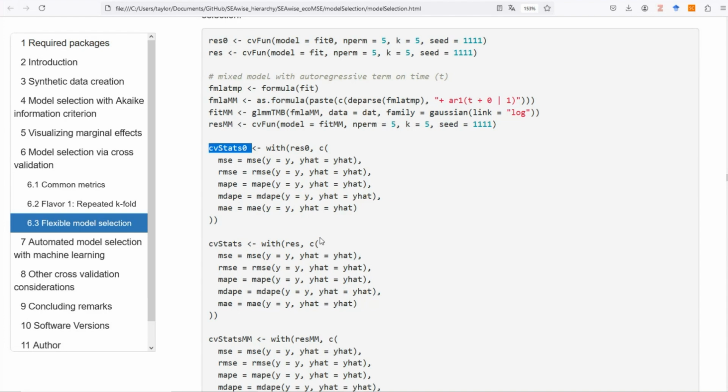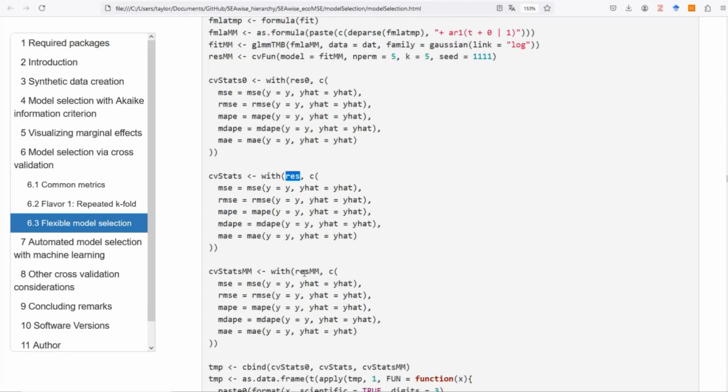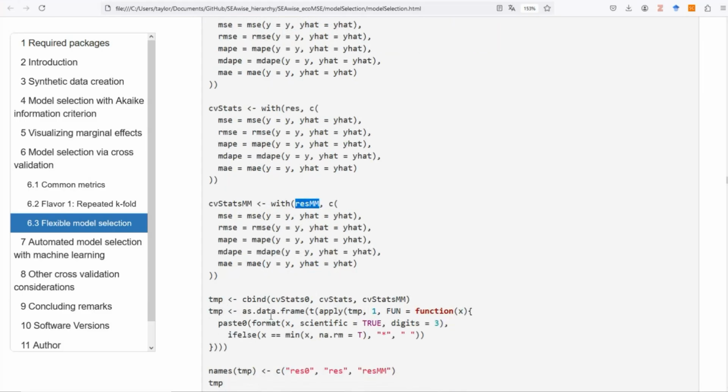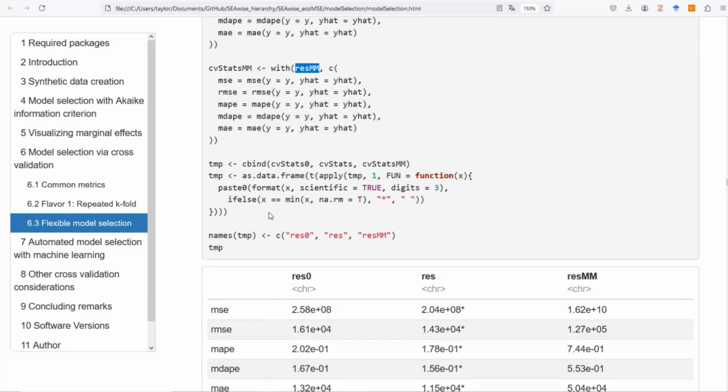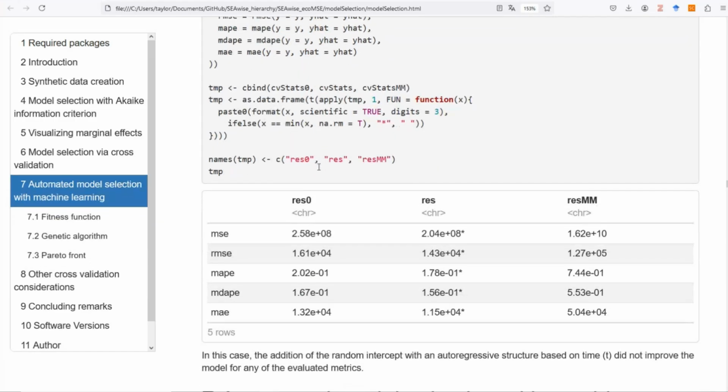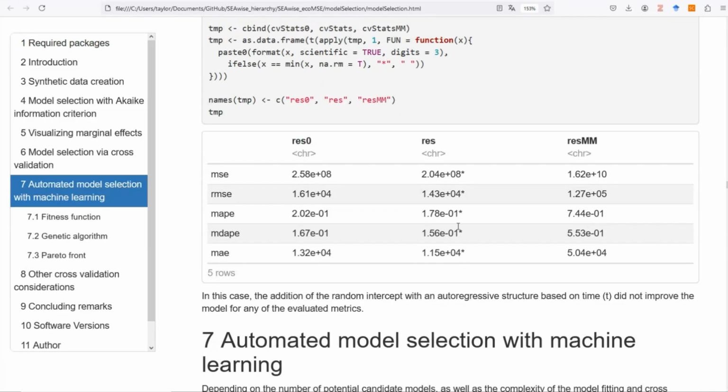So here are the resulting statistics coming out of the full model, of that smaller model, and of the mixed model. I'm calculating all of these 5 metrics, pasting them together, and this is what comes out. In all cases, the smaller model was better than the full model. We knew that already from AIC, but here we see it in all of these other metrics as well.